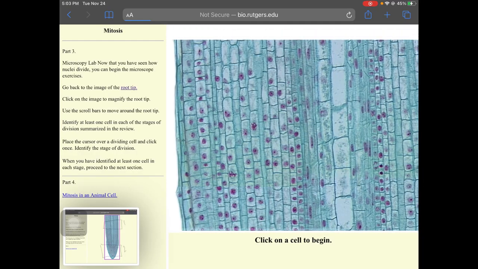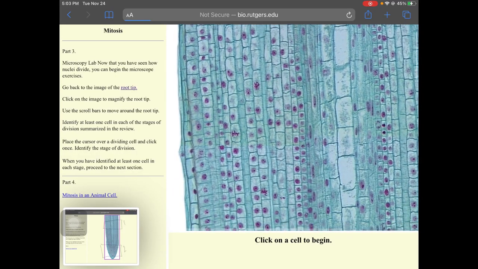So to do that, I'm going to make sure I'm up here toward the top. And I'm just going to go down a row. And I'm just looking for, is the cell in interphase or is it in one of the stages of mitosis? So as I go down one row, I'm going to notice that there's interphase, interphase, interphase, interphase, interphase. And I'm going to go down maybe 10 cells or so and then up the next row. And I see that there's one that's in metaphase because they're all lined up in the middle.